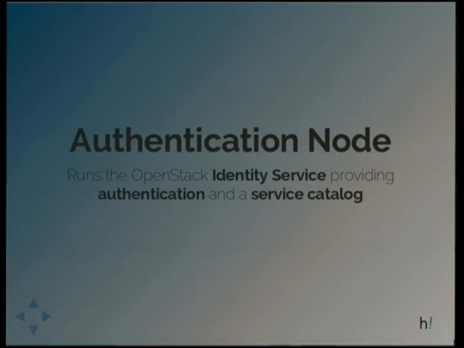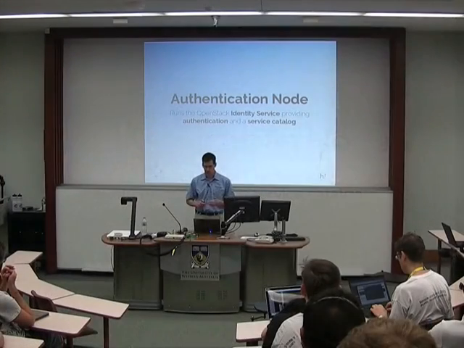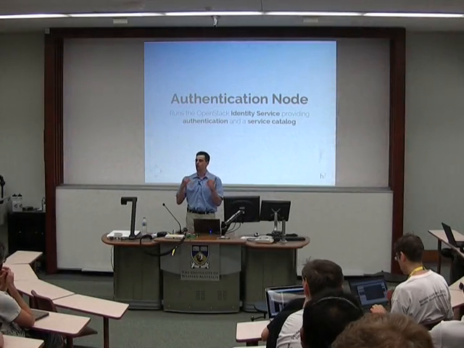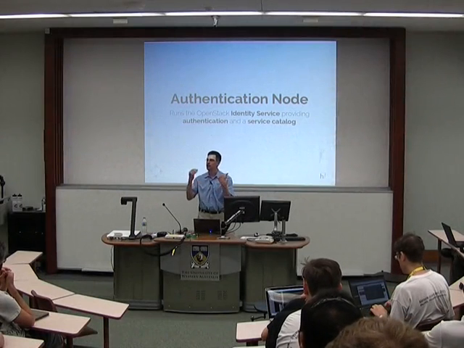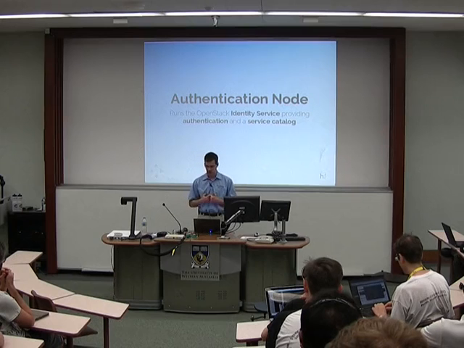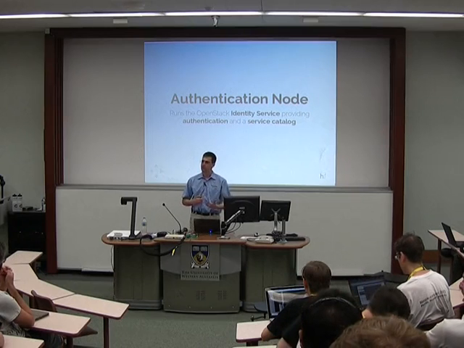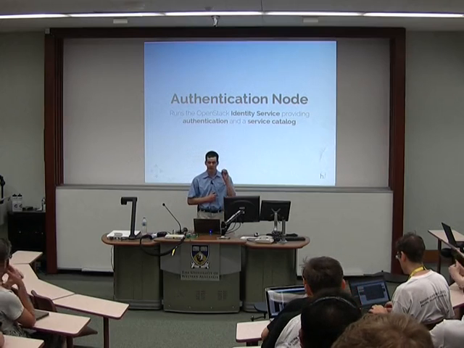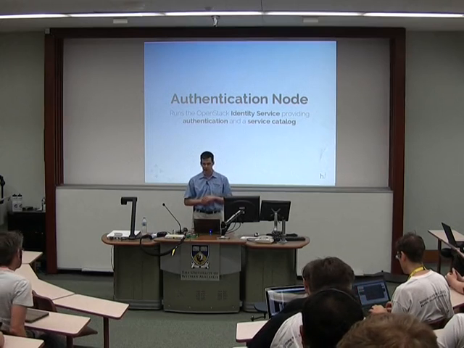We then have an authentication node. The authentication node runs the OpenStack Identity Service, Keystone. And the OpenStack Identity Service provides not only the classic AAA, user authentication, authorization, and access control, but also a service catalog, essentially a list of all of the API endpoints that we have in our OpenStack cloud: the services available, the services that we choose to expose in this OpenStack cloud, and the nodes or the addresses where we can find them.